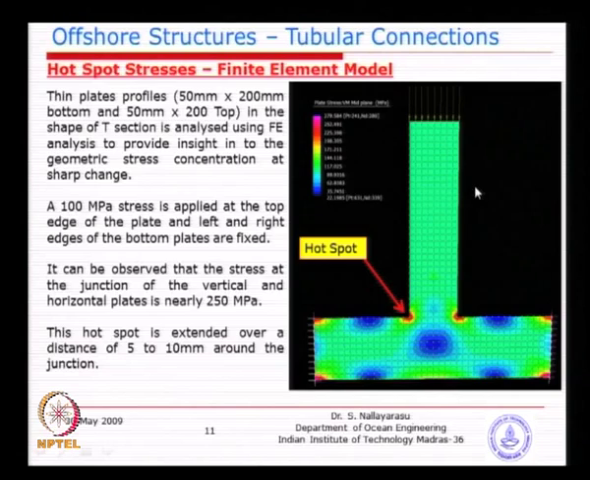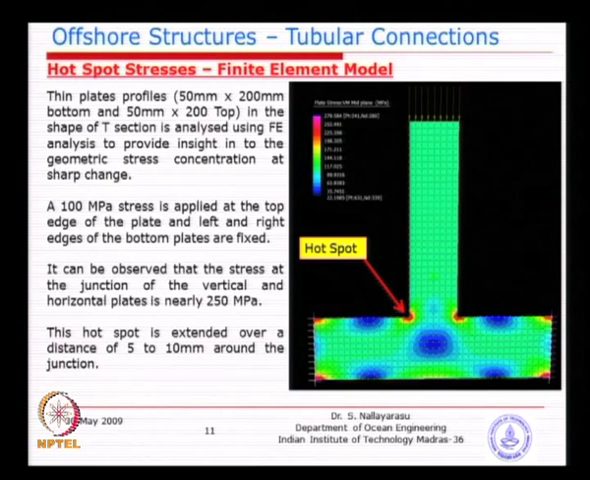Just to indicate what is the increased stress at the junction, I just wanted to show you a flat plate, 50 mm by 200 mm, welded to another 50 mm plate, just a plain plate, it is not a 3-dimensional plate. So, a load is applied in terms of pressure at the top, about 100 megapascal. So, all the plate all the way up to this point you can see is stressed equally, because there is no change in direction, no change in dimension, no change in any local pattern.